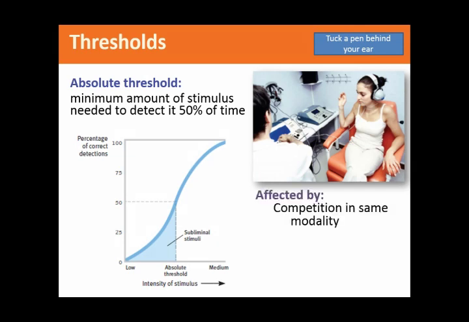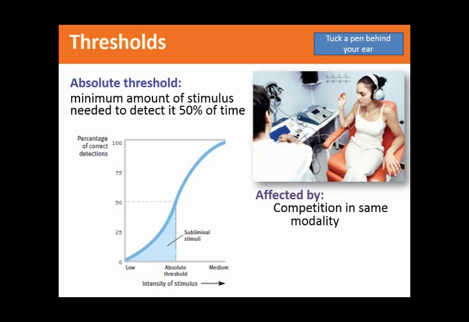Now, your absolute threshold sounds like it should be pretty standard and pretty consistent across time, but it turns out your absolute threshold is affected by a few things. One is competition in the same modality. While you're taking a hearing test with your headphones on and you're completely focused, you can hear some really quiet sounds or some very high-pitched sounds that you wouldn't hear in the regular environment. Once you get out into the regular environment and there are other sounds competing, suddenly your absolute threshold goes up. You're going to need a more intense sound for you to detect it.